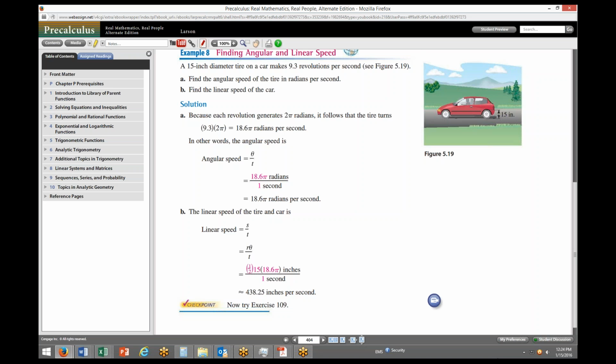In fact, I might tell you something right here if you haven't heard this before. The word per in math means divided by. When we say, for instance, a car is traveling 50 miles per hour, that's 50 miles divided by 1 hour. And we just say it 50 miles per hour. Here, 18.6 pi radians divided by 1 second is completely proper to be read as 18.6 pi radians per second, because per means divided by. Okay, so we have their angular speed. You could enter that, for instance, into WebAssign, and you should be marked correct.